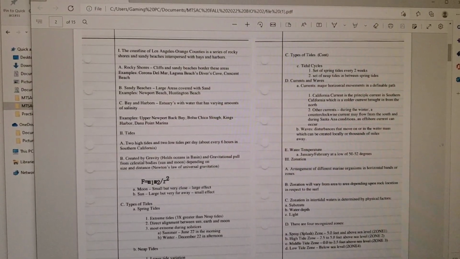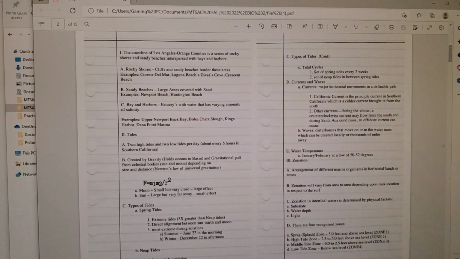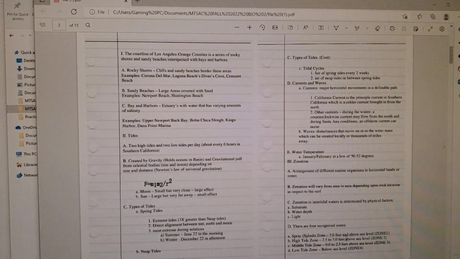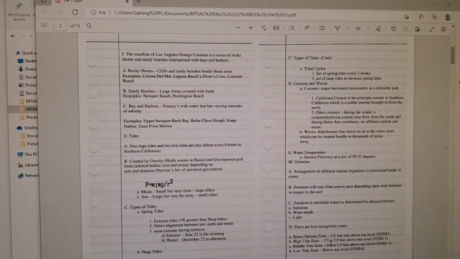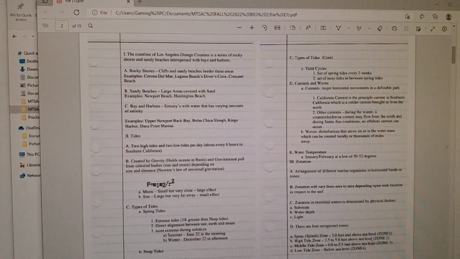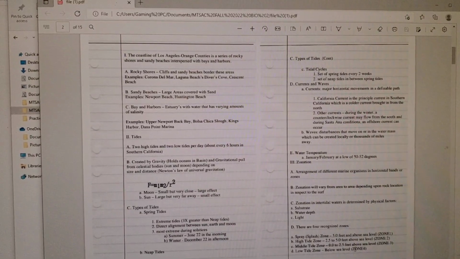Zone 1 is spray zone, which is 5 feet and above sea level. Zone 2 is high tide zone, 2.5 to 5 feet above sea level. And you have zone 3, which is middle tide zone, 0 to 2.5 feet above sea level. And you have zone 4, which is low tide zone, below sea level.